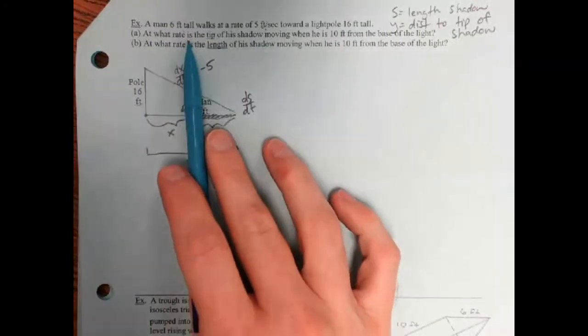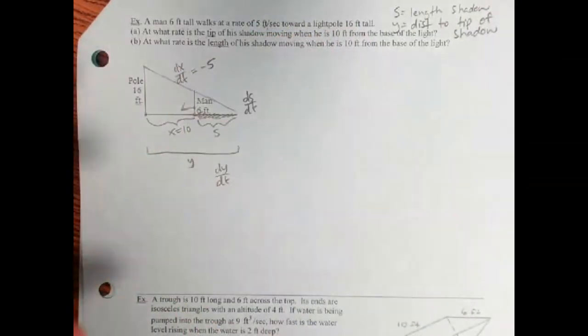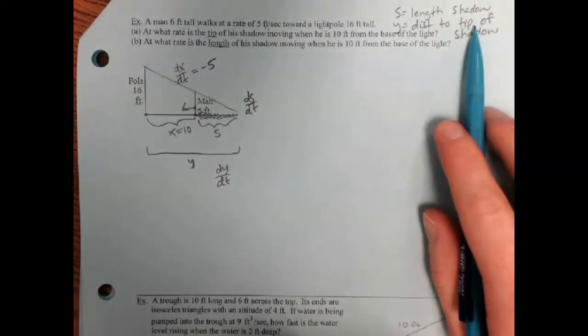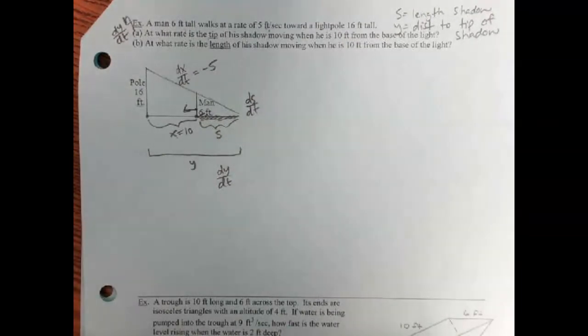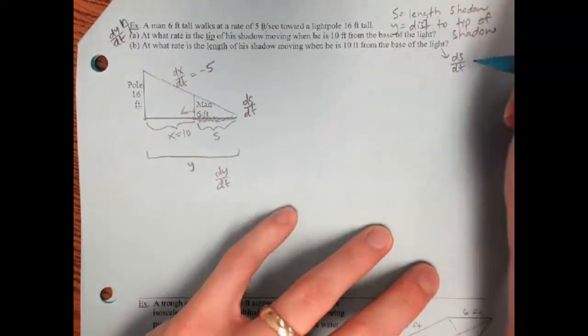Okay, now part A, let's read it. It says at what rate, so it's asking for a derivative, at what rate is the tip of the shadow moving when he's 10 feet. So at this one instant when x is 10, what's the rate of the tip of the shadow going to be changing at? Remember, the tip of the shadow was y. So part A is really looking for dy/dt. Part B says at what rate is the length of the shadow changing, so part B wants you to find ds/dt. We're not going to need the s or the y, we're just going to get the ds/dt and then the dy/dt.